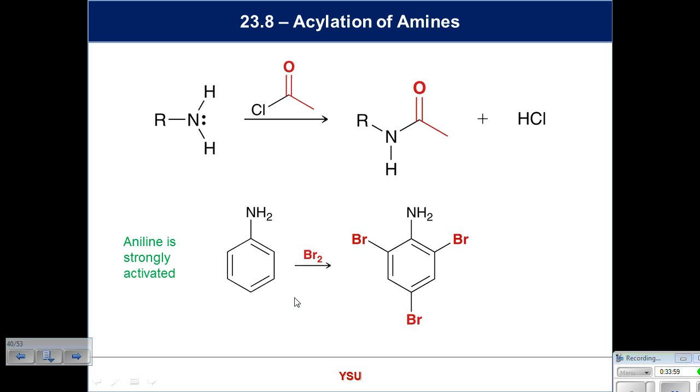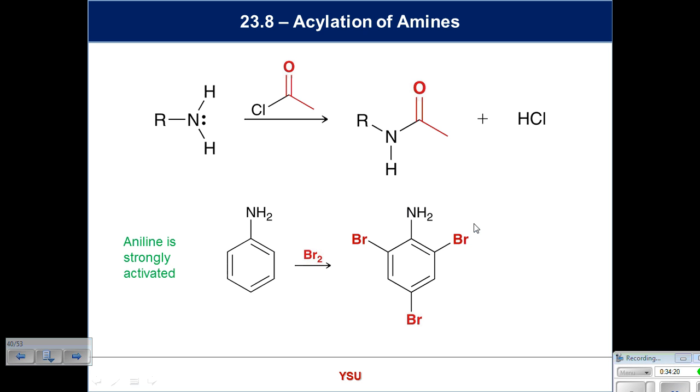Says right there, doesn't it? It's strongly activated. Why is it strongly activated compared to other molecules? What does nitrogen have at the outside here that allows this to be activated? A lone pair. That lone pair pushes in, and just like the methoxy derivative that we talked about, the anisole, this is going to do bromination again and again without a catalyst because it's that nucleophilic.